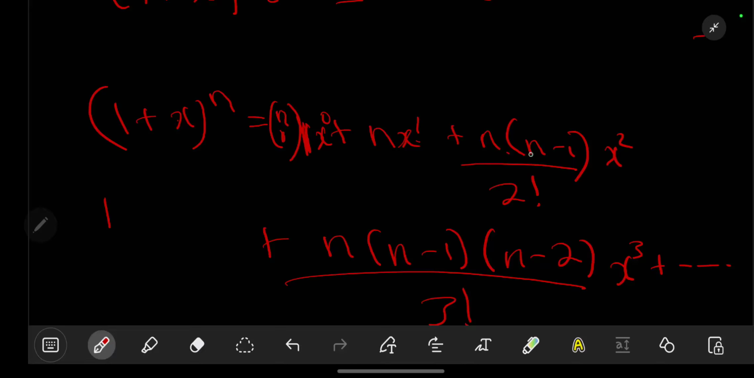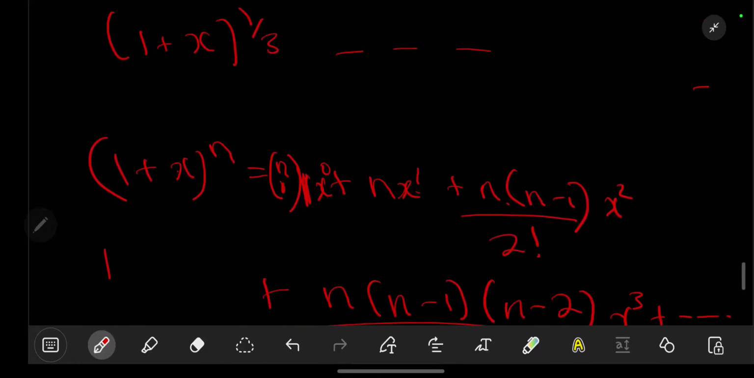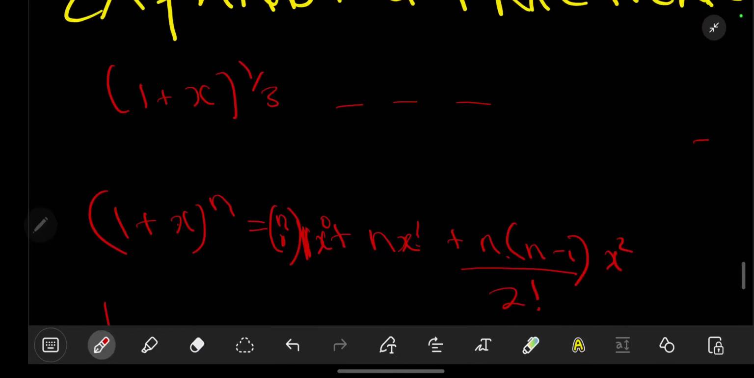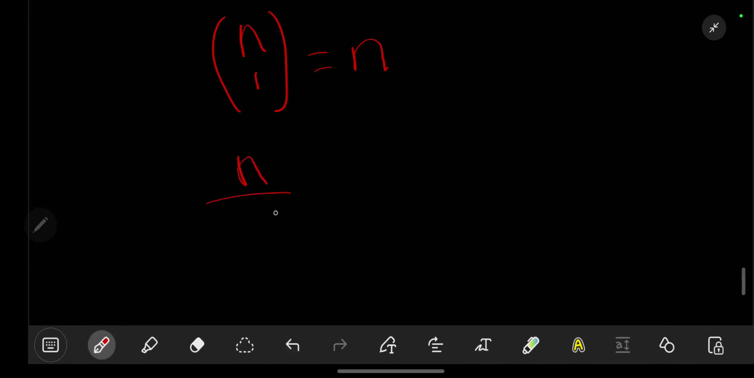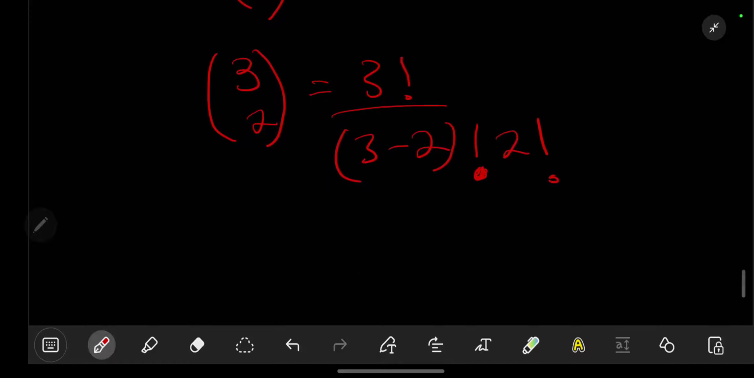Now if we look at this one, n open brackets n minus 1 over 2 factorial, where is this coming from? This one is n combination 2. So how did they come up with that? Let's say our n value is 3, then we have combination of 2. So this is the same as 3 factorial over 3 minus 2 factorial, then 2 factorial, like that. So now what this means is that we are going to get something like this.